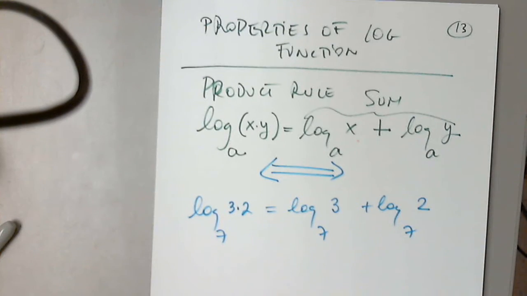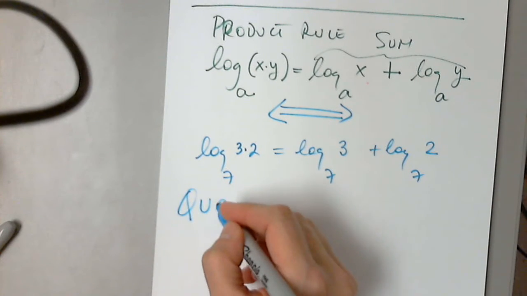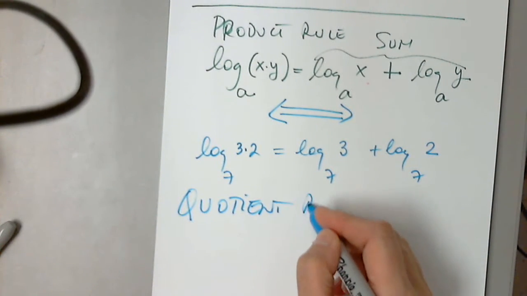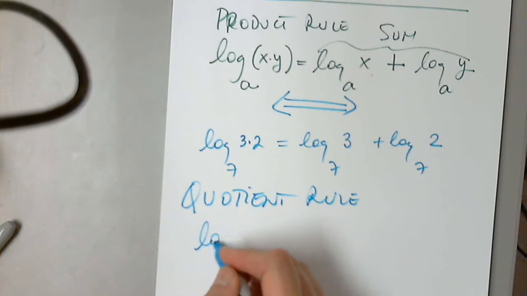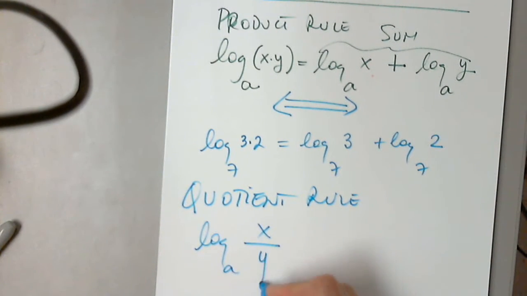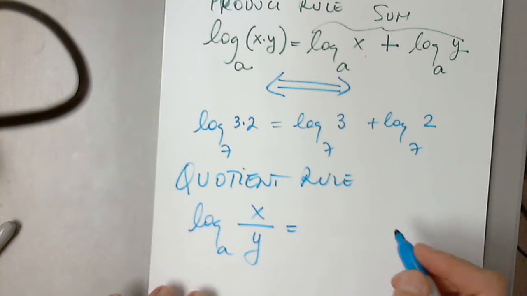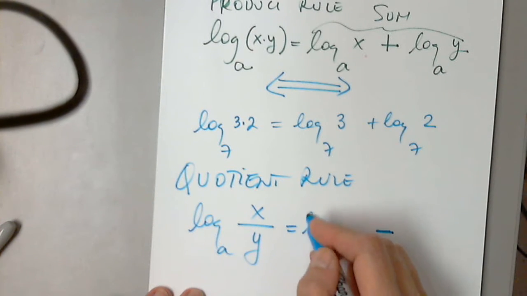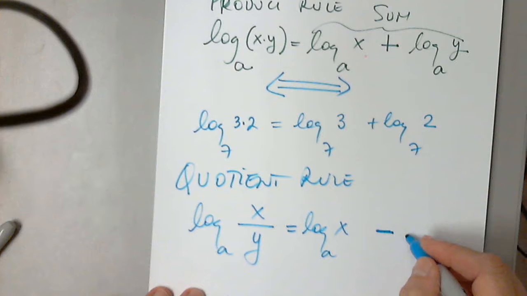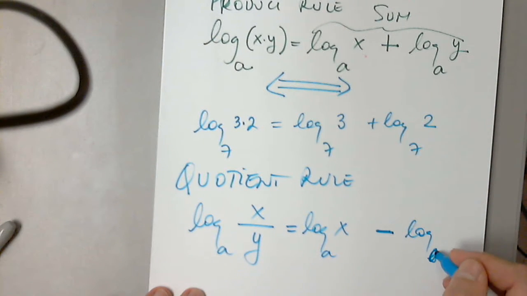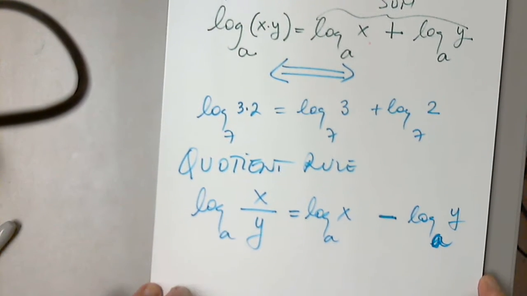Next one is the quotient rule. Log base A of a ratio. Can anyone give it a shot? What do you think this equals to? Exactly. Excellent. So this will be a difference, always the log of the top minus log of the denominator.